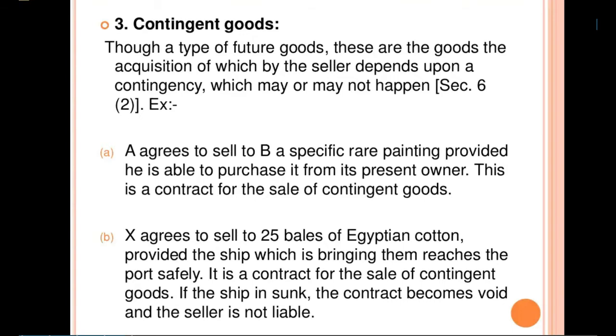Second example: X agrees to sell 25 bales of Egyptian cotton, provided the ship which is bringing them reaches the port safely. It is a contract for the sale of contingent goods. If the ship is sunk, the contract becomes void and the seller is not liable. So this comes under contingent goods.